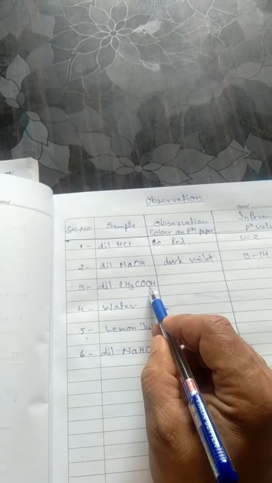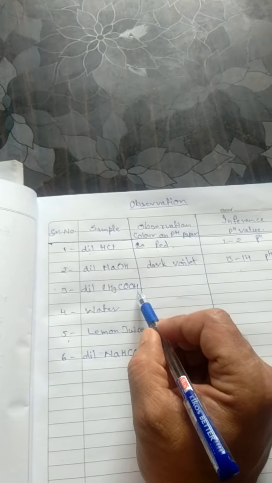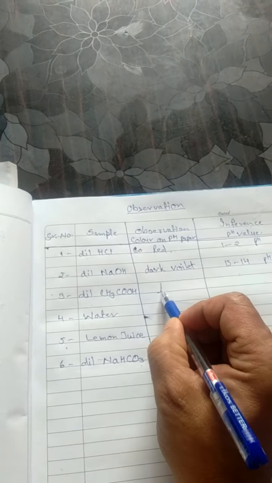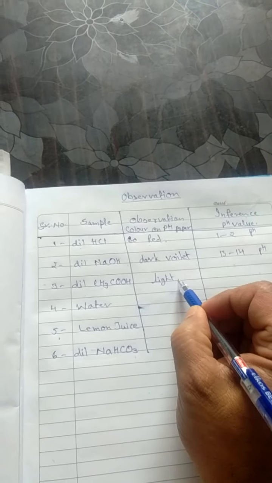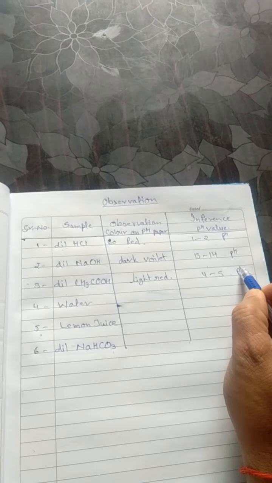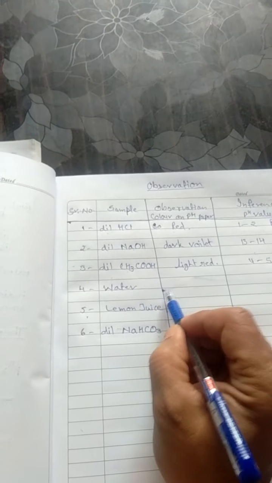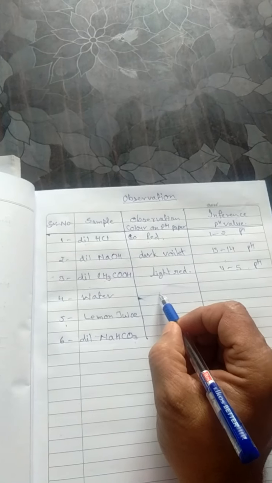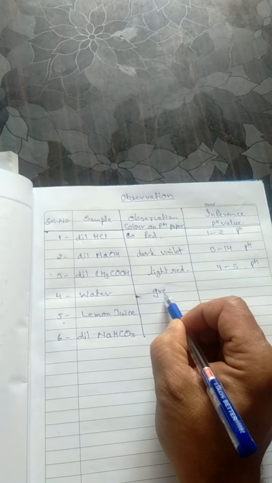Similarly, acetic acid or ethanoic acid, as you know that ethanoic acid is a weak acid, this will show very light reddish color, light red, and the pH range is 4 to 5. Okay, water, as you know, water is neutral, it is neither acidic nor basic, so neutral will show green coloration, and the pH is 7.